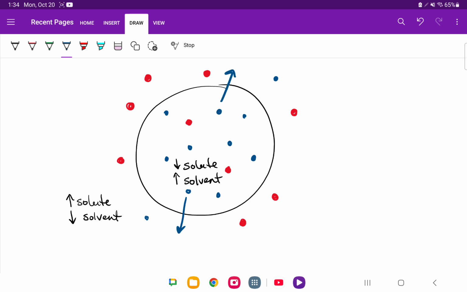So let's start talking in terms of hypotonic, hypertonic, etc. Inside the cell, there is less solute. Remember, less is the prefix hypo. Outside of the cell, there is more solute, so that is going to be hypertonic. Remember, hyper is more. So again, water moves from hypotonic to hypertonic.